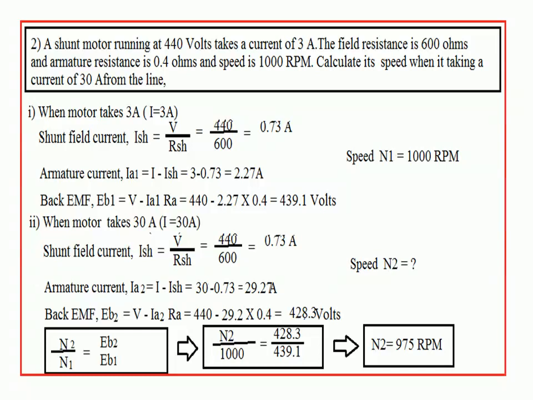Given motor is shunt motor, hence our equation becomes N2 by N1 equal to EB2 by EB1. Substitute the value, hence we are getting N2, second condition speed 975 RPM.